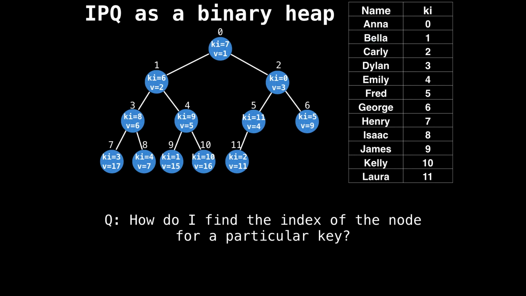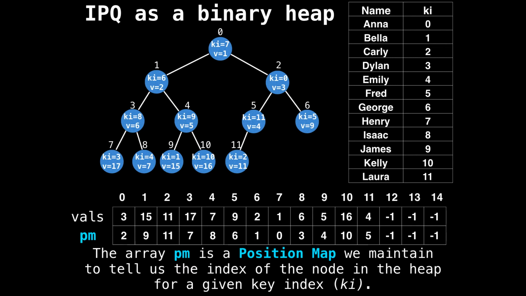Awesome. Now we know how to get the value for a particular key in the index priority queue. But how do we get the index of the node for a particular key? To do that, we'll need to maintain some additional information, namely a position map we can use to tell us the index of a node in the heap for any given key index. For convenience, I will store the position map as an array called PM inside the priority queue.